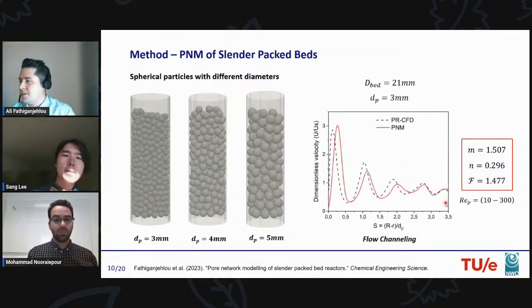By comparing the local flow fields from PNM to the ones from CFD, we saw that PNM is able to capture effects such as flow channeling in good agreement with CFD. So in the rest of our studies, we use these values for M, N, and F for the PNMs.